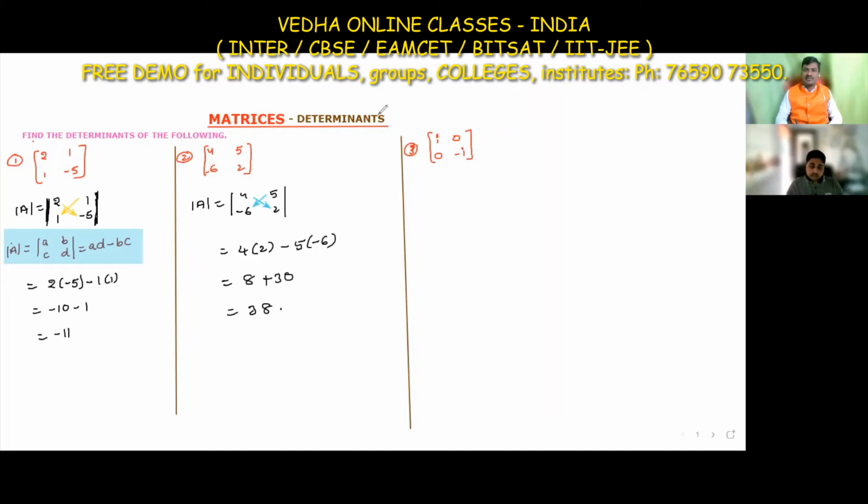If we take the next one, here determinant of A is equal to the determinant of i, 0, 0, minus i. So here i into minus i, minus 0 into 0. Plus into minus is minus, i into i is i square, minus 0 into 0 is 0 only. Minus of i square, value is minus 1, minus of minus 1, that is plus 1. So plus 1 is the required solution.